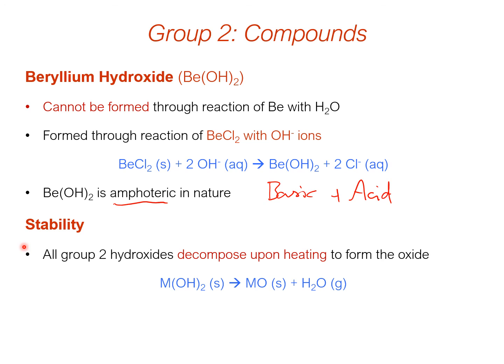Finally, the stability of group 2 hydroxides. They're less stable to heating than the group 1 hydroxides. So this time all of the group 2 hydroxides, when you heat them, will decompose to form the oxide and water in the form of steam.